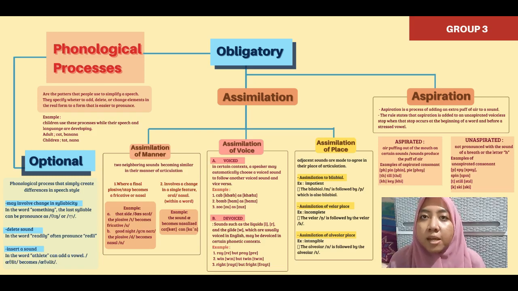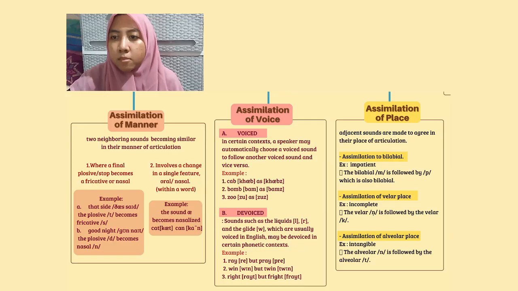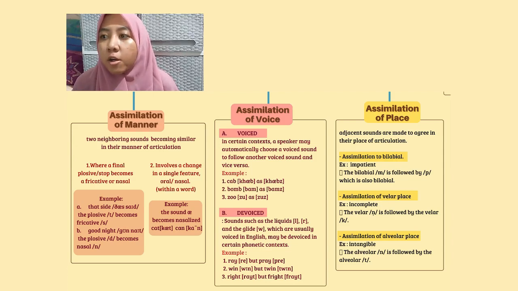So there are three types of assimilation. The first one is assimilation of manner, assimilation of voice, and the last one is the assimilation of place. Now let's discuss about the assimilation of manner. Assimilation of manner refers to two neighboring sounds becoming similar in their manner of articulation.